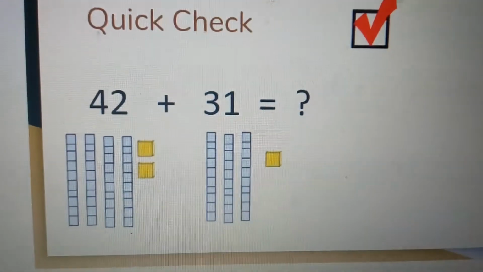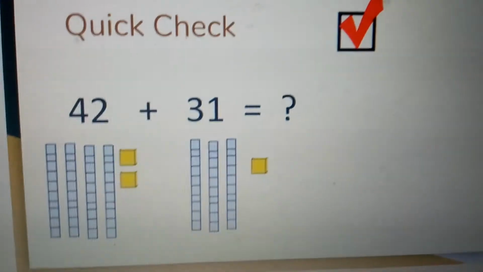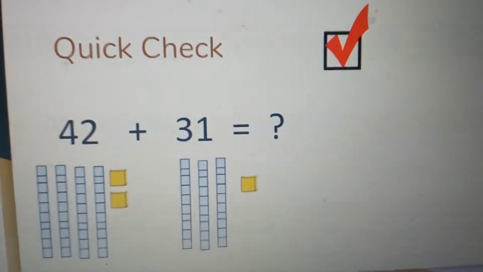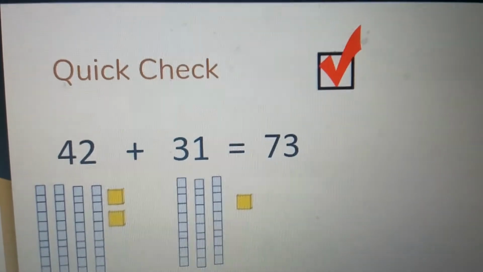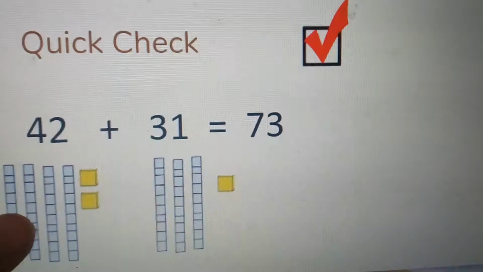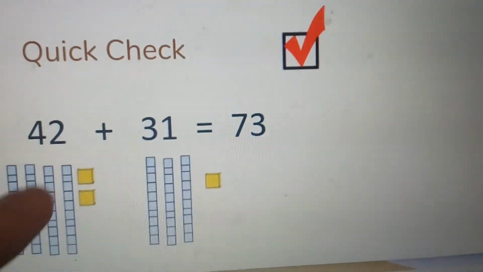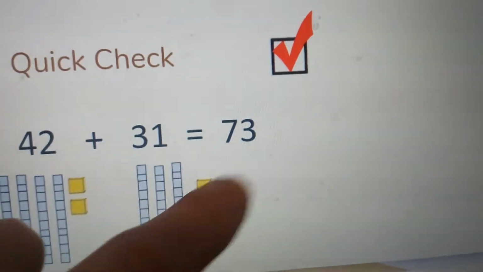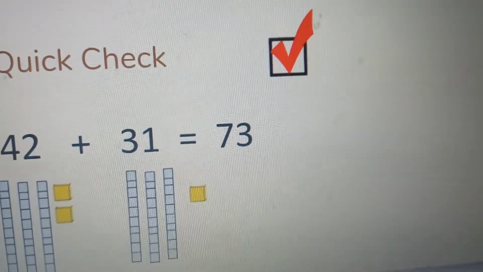42 plus 31. Count your tens and ones and type your sum in the side. Looks like we have 73. Let's check it. 10, 20, 30, 40, 50, 60, 70. 71, 72, 73. Our sum is 73. Let's try another one.